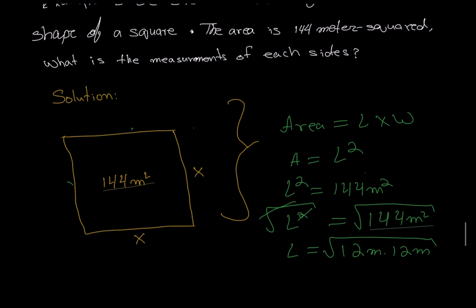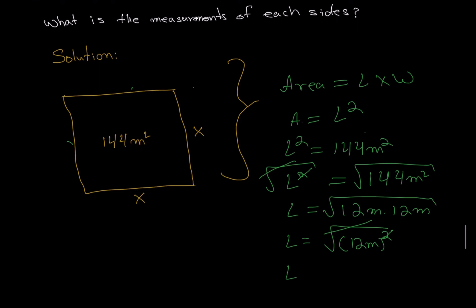And now we can also write this one as 12 meters, squared, because 12 times 12 is 12 squared, meter times meter is meter squared. This will cancel out. Our length will be equal to our width, and that will be equal to 12 meters. So this is 12 meters, this is 12 meters, and all these sides are 12 meters, because it's a square.